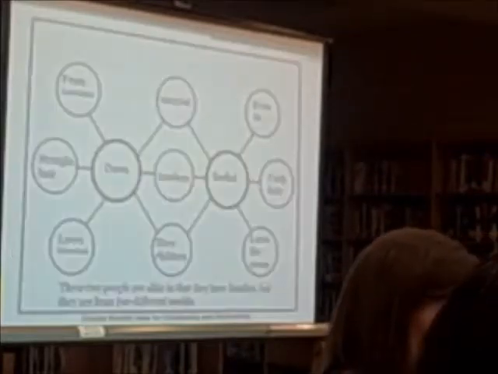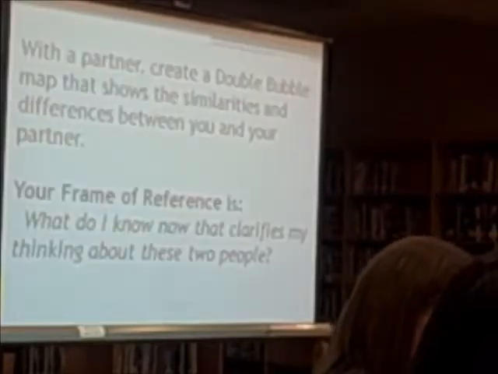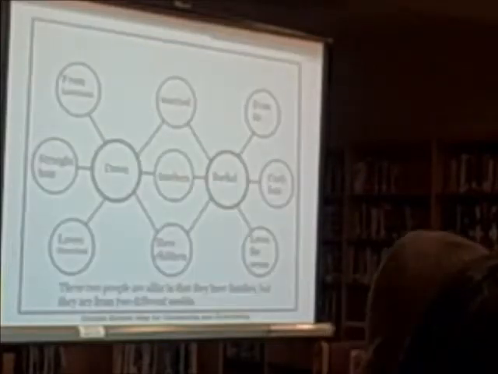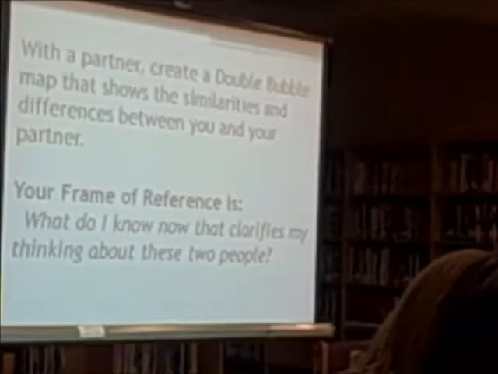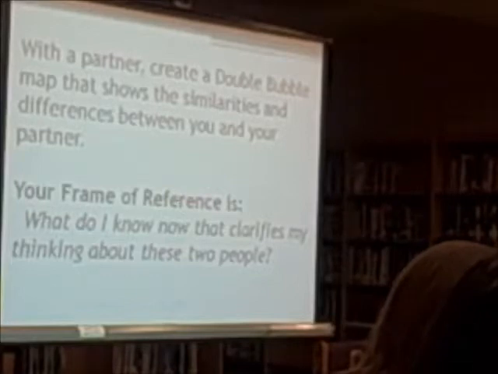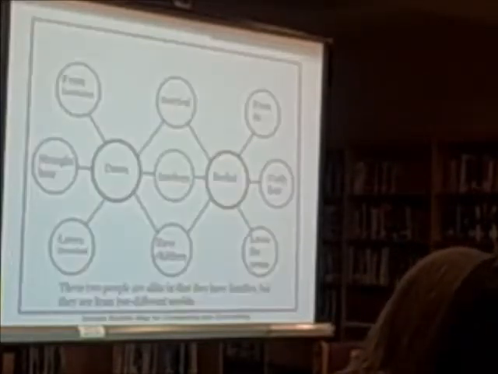Okay, so then once you and your partner have created a double bubble map, then you've created your frame of reference: what do I know now that clarifies my thinking about these 2 people? And that, our answer was at the bottom, she already said.